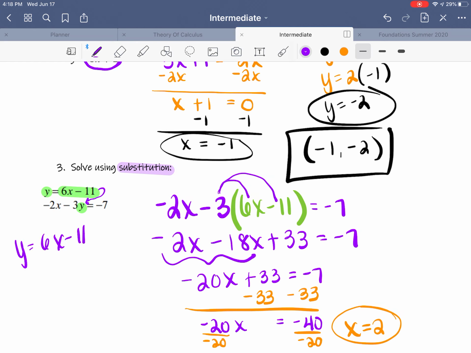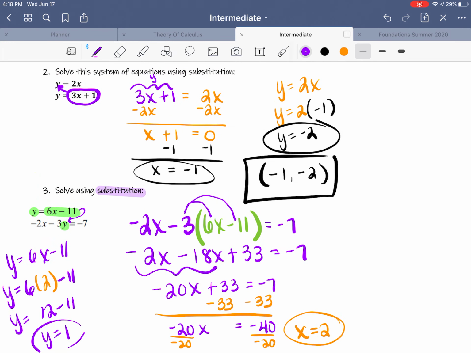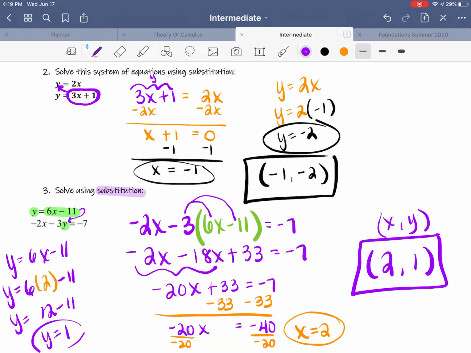We know that y equals 6x minus 11. We also know that x is 2. So we can simplify that, and we get 1. I have these two pieces that now form the point where these two lines intersect, and the order does matter. X goes first, x comma y.